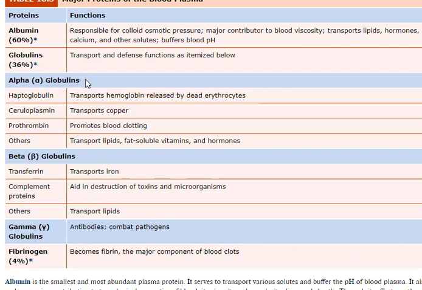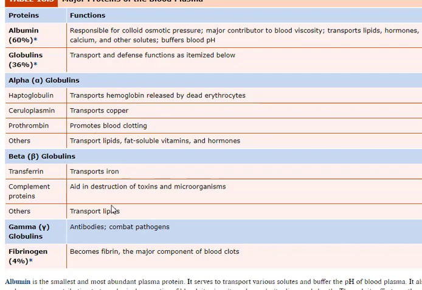So the alpha globulins, they help you with the prothrombin, help you blood clot. They transport copper. They transport hemoglobin. So the dead erythrocyte breaks open and all the hemoglobin that's inside is released into your bloodstream, and these globulins will pick it up and carry it and recycle it, and then you can make more red blood cells. And it also helps you transport fat-soluble vitamins and hormones. So alpha globulins are kind of cool for transporting things and helping your blood to clot.